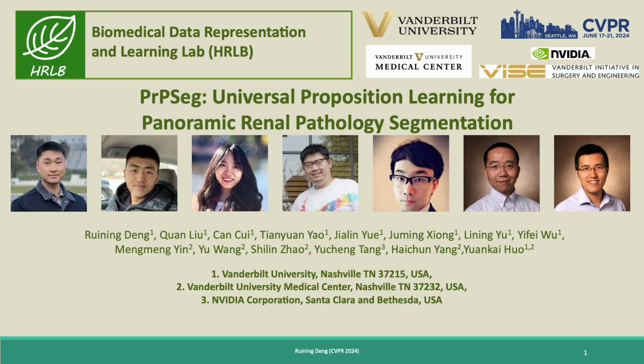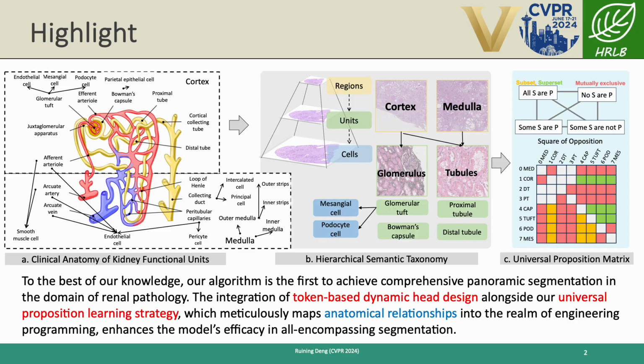Today, I would like to introduce our PrPSeg model, which is universal proposition learning for panoramic renal pathology segmentation. To briefly highlight what we have in this paper, we are going to translate clinical anatomy into a hierarchical anatomical relationship in AI model training to achieve better segmentation performance for kidney pathology.